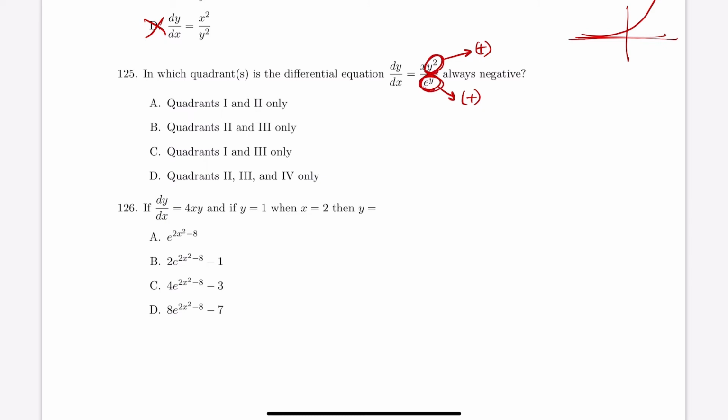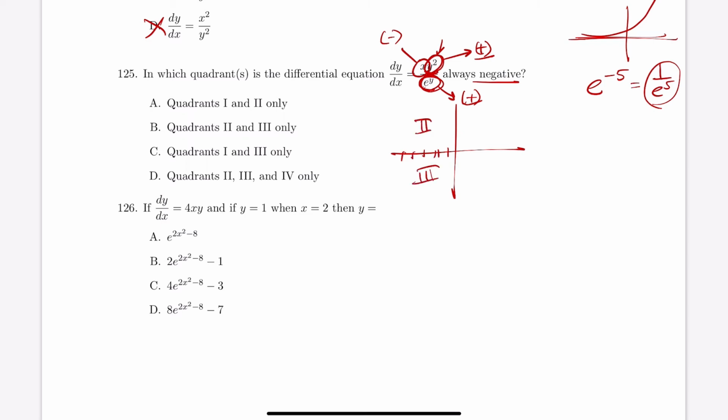And even if you think about negative y, like if I have e to the negative 5, that'll just be 1 over e to the 5, which is still positive. So these two values are positive no matter what. So really, the only thing that'll make this whole thing negative is if my x value is negative. And if I think about the coordinate axis, then my x values are only negative in quadrants 2 and 3. So I'm going to go with B.